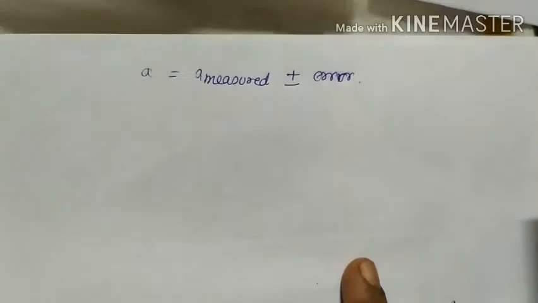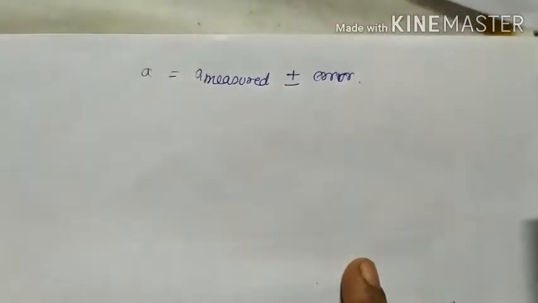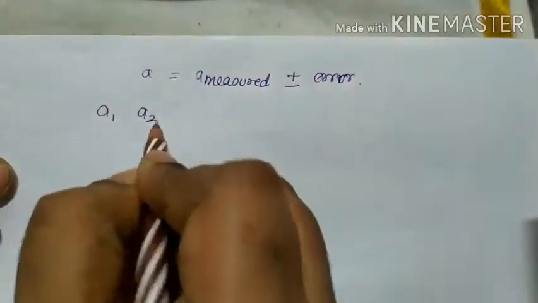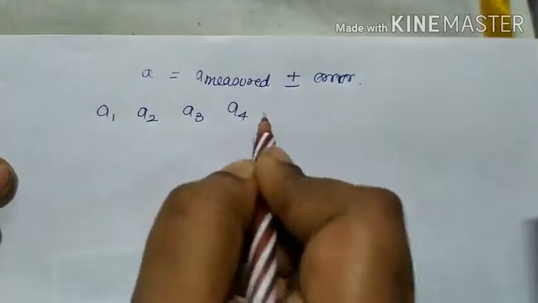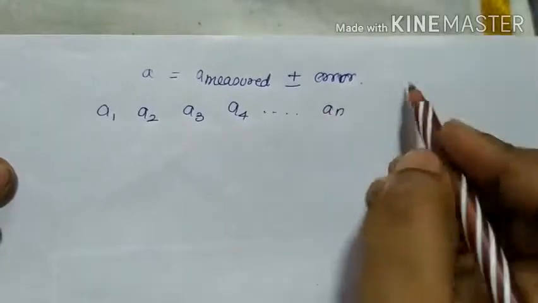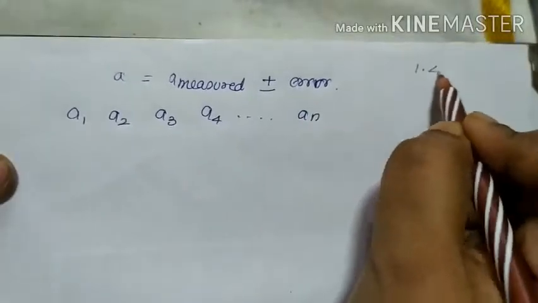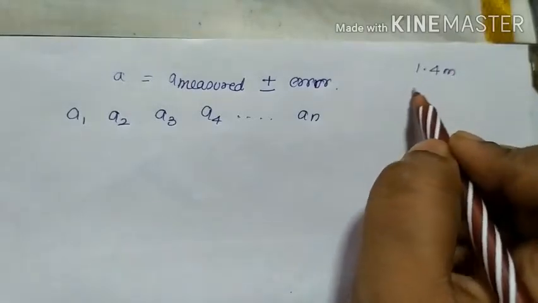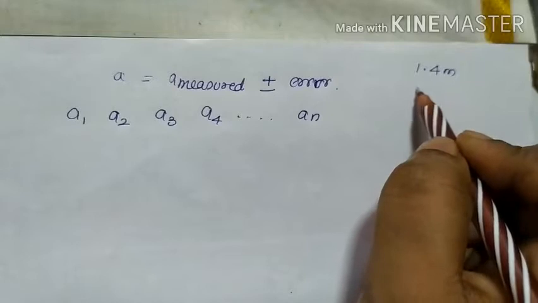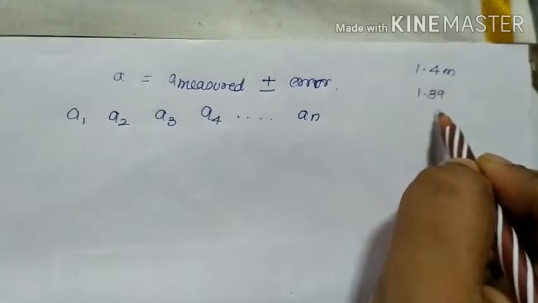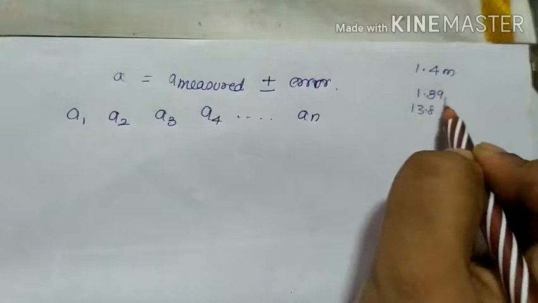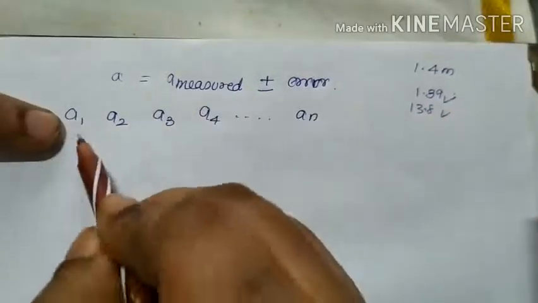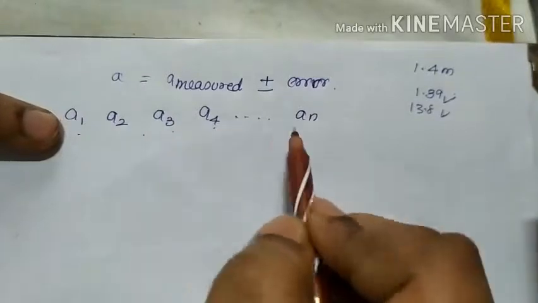First of all, let's say I'm going to take some readings. Say those readings are A1, A2, A3, A4, and it goes on to AN. Suppose 1.4 meters is the actual length of a piece of cloth. I'm going to measure it with a measurement device, and I find values like 1.39, 1.38. So these are all A1, A2, A3, A4, up to AN.